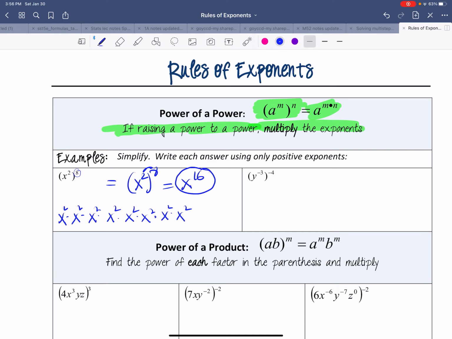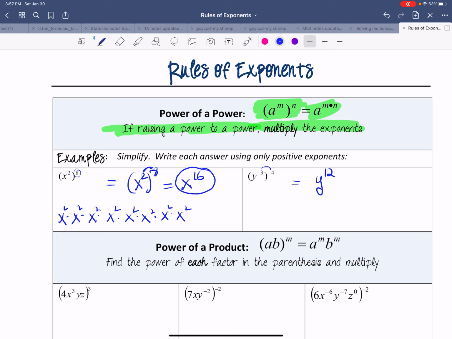Next one looks more fun with the negative exponents, but hey, we can take care of the negative exponents later. Let's just go ahead and multiply the exponents. What's negative 3 times negative 4? It is positive 12. So this is going to equal y to the 12th power.